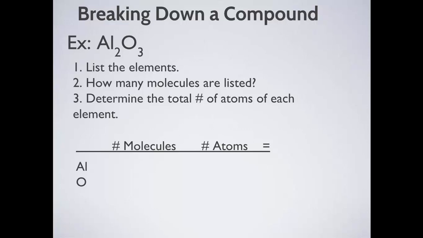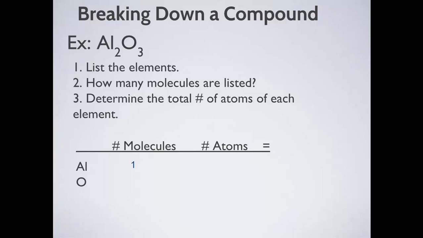Next, we write down how many molecules of this compound there are. Now, what is it in this case? No, number of molecules. We would look at a coefficient. There's nothing there, so what does that mean? 1. 1.